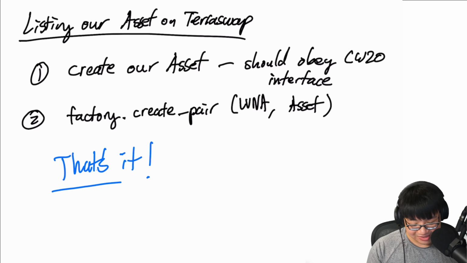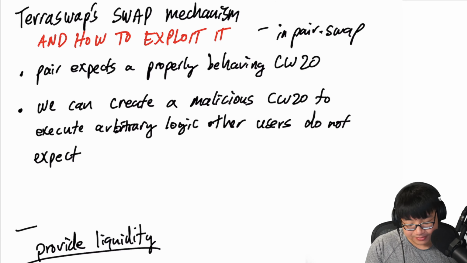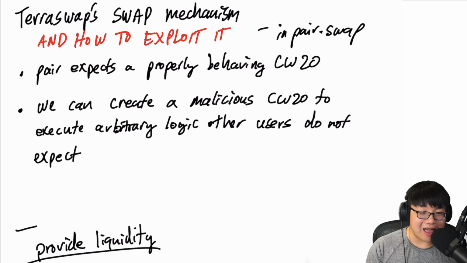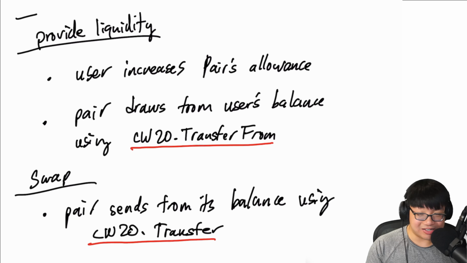So let's go over to Terraswap's swap mechanism and how you might be able to exploit it. Terraswap pairs expect a properly behaving CW20. So we can create something that looks like a CW20 but doesn't act like a CW20 should. This CW20 can execute arbitrary logic that other users do not expect. We're going to take advantage of some asymmetry here.